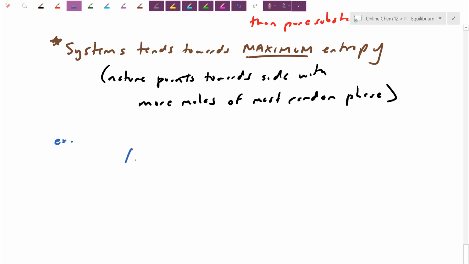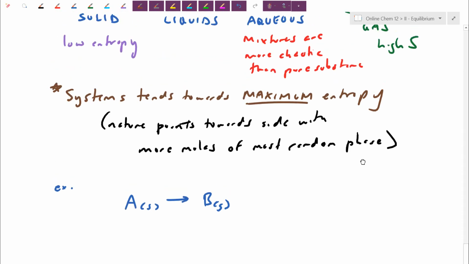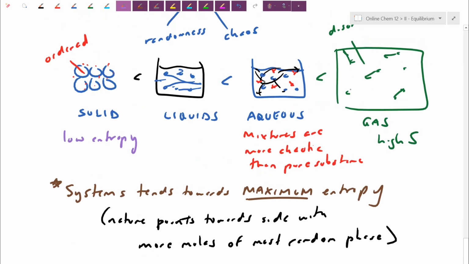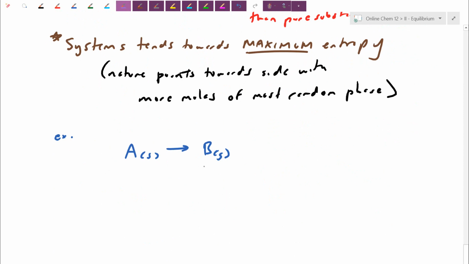So let's say I have A as a solid, becomes B as a gas. I want to know what happens to the entropy. Which side has higher entropy? All you would do is look at the order and say, well, gases are way more chaotic than solids. This side here is the higher entropy case. And since nature wants to go to the high entropy case, based on entropy, I'm going to want to go in that direction.